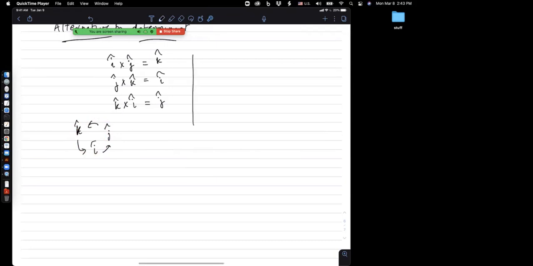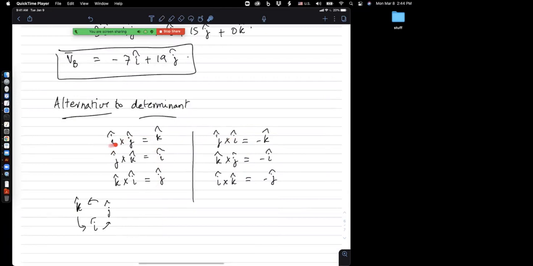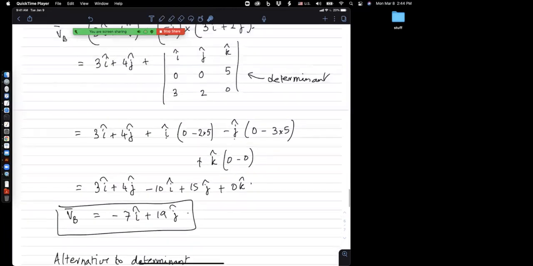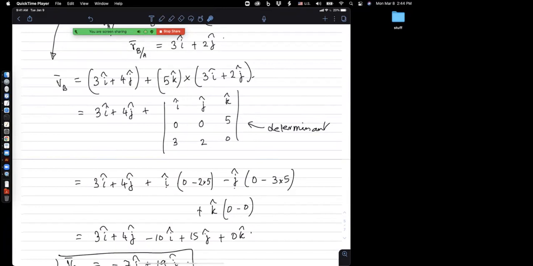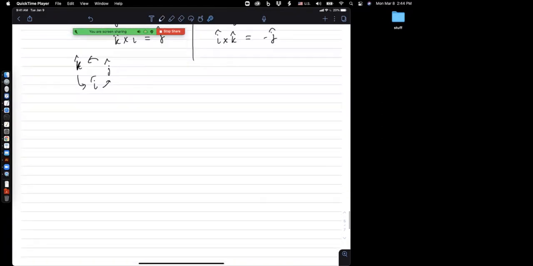And then if you reverse this, j cross i is minus k, k cross j is minus i, and i cross k is minus j, okay? So if you reverse this, you get the negative sign. If you're not going in cyclic order, you get a negative sign. It really depends on whether you're going cyclic or anti-cyclic, like j cross i is sort of going backwards and you get a minus k there. If you know that, then you can quickly do these cross products. Well, it's basically equivalent to the determinant.